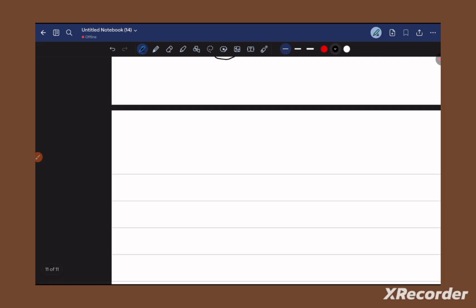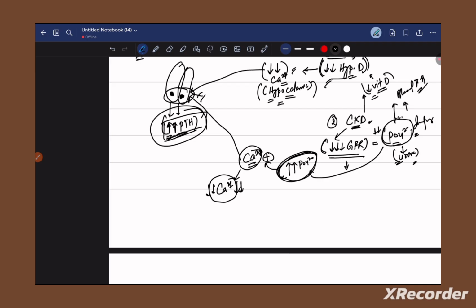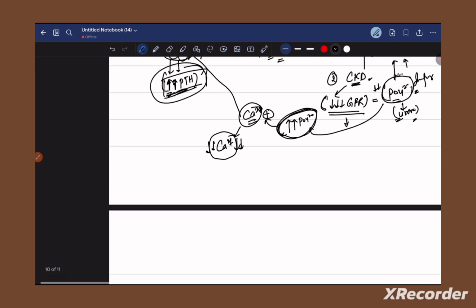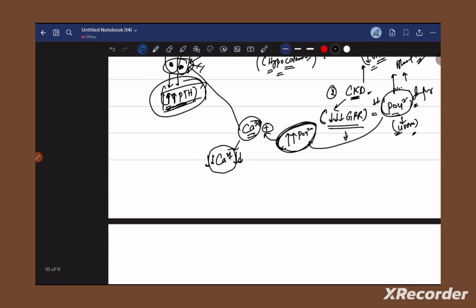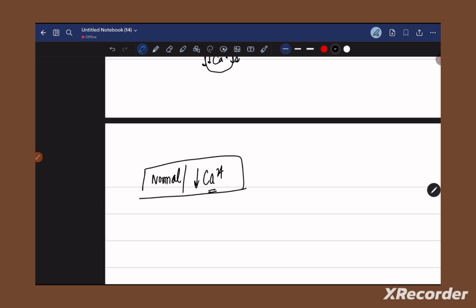Since here what you have to remember is, what will happen to the calcium. So here, in this secondary hyperparathyroidism, there could be either normal or decreased calcium. Okay, there could be either normal or decreased calcium, but increased phosphates. Okay, and decreased GFR.